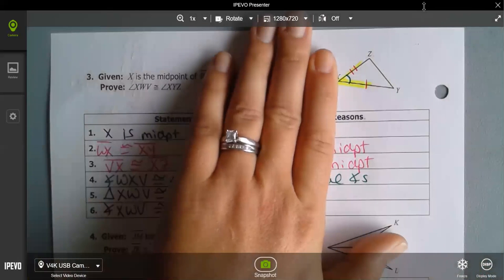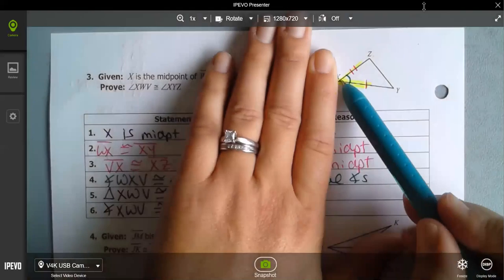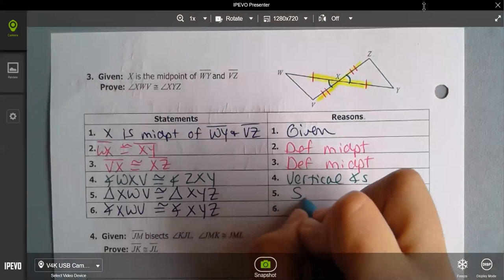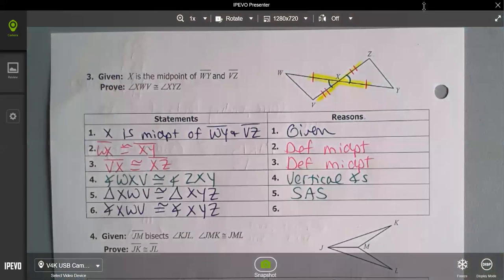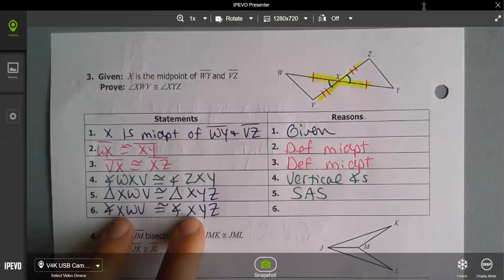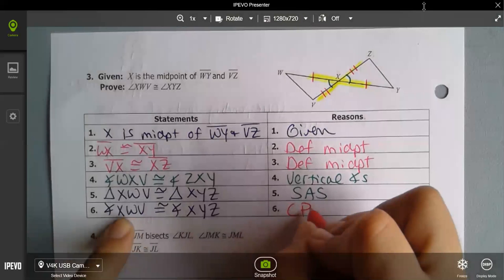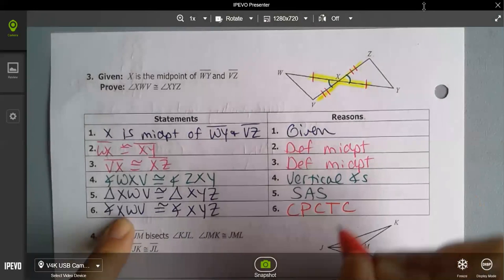Look, one triangle at a time. What do we have? Side, angle, side, side, angle, side. So yep, side, angle, side says that the triangles are congruent. What allows me to say that the parts are congruent? CPCTC.